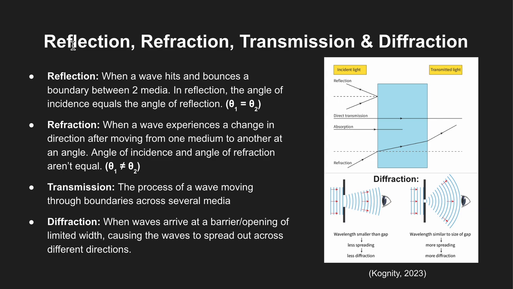Then you have reflection, refraction, transmission, and diffraction. Reflection is when a wave hits and bounces off the boundary between two media, and as you recall, media can just be any form of particles, it can be air, water, so on and so forth. And in reflection, the angle of incidence is always equal to the angle of reflection, which can be written as theta 1 equals theta 2.